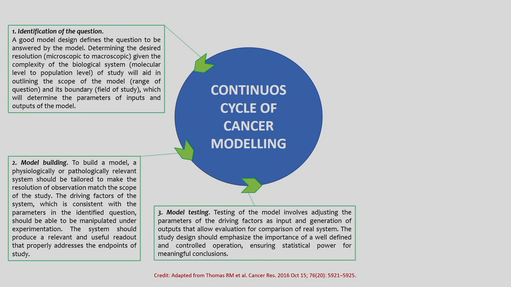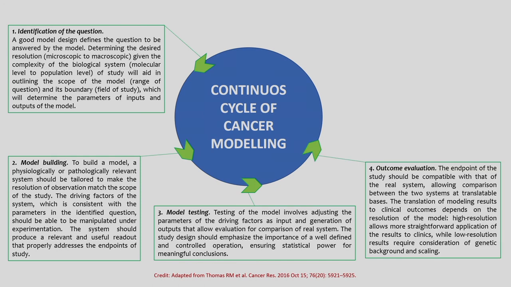And in the third step, we go for testing the model, which we have built up in the second step. This testing of the model involves adjusting the parameters of the driving factors as input and generation of outputs that allows evaluation for comparison of real systems. The study design should emphasize the importance of a well-defined and controlled operation and ensuring statistical power for meaningful conclusions. Once the model testing is over, we go for evaluation of the outcome in the fourth step.